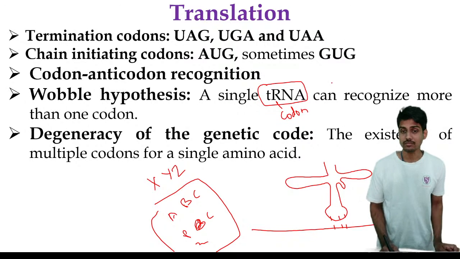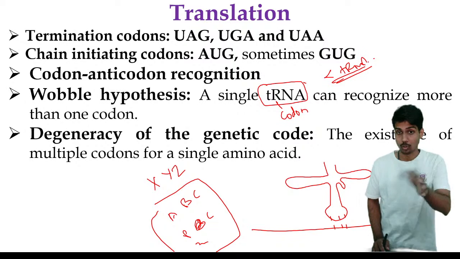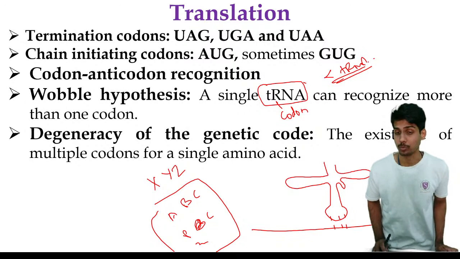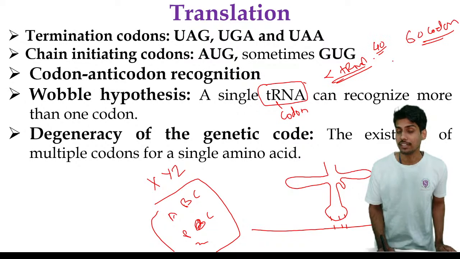That's why there are fewer tRNAs than codons for proteins. For example, there are 60 triplet codons for the amino acids, but only around 40 tRNAs.